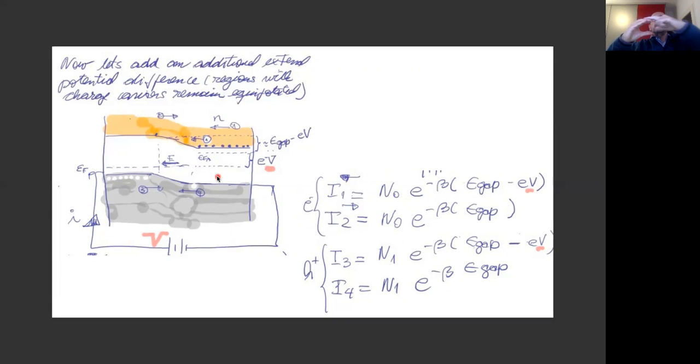So now the energy that these electrons need to overcome to get to the other side is smaller, okay? So let's see if the current is right. Yes. Now I1 going, this is process 1. I1 going in that direction is N naught times e to the minus beta E gap, which is the same as before, minus EB. Before it was the E gap, and now it's E gap minus EB, because I have moved this whole level up now.